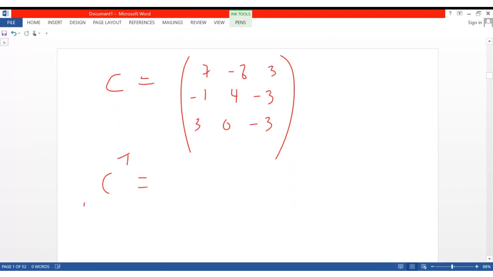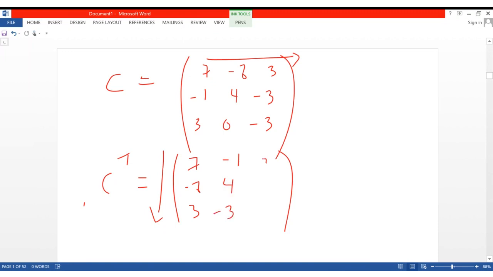Let's transpose this matrix. How do we transpose a matrix? We interchange the row and the column. So this row here will become my column. So I'll have 7, negative 8, and 3. Then I'll have negative 1, 4, and negative 3. And then 3, 0, and negative 3. Basically, the elements in the leading diagonal are not affected. They always remain in the same position.